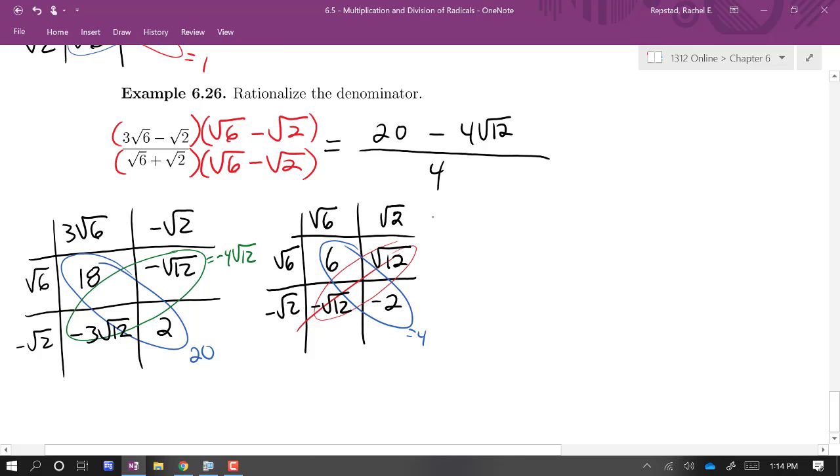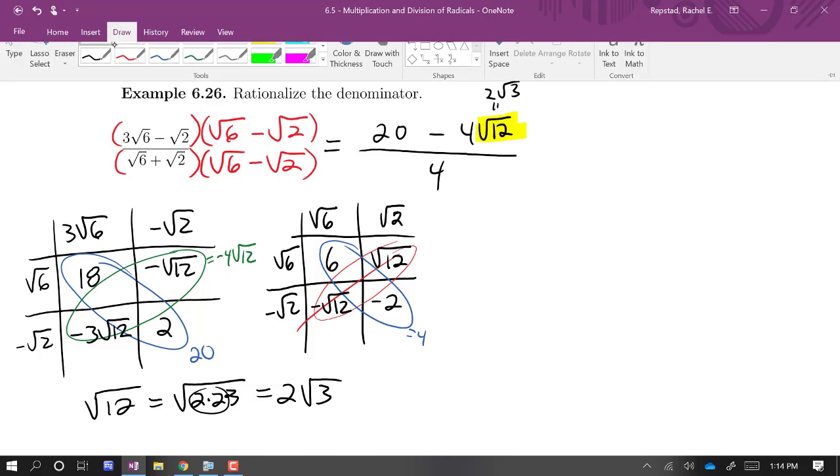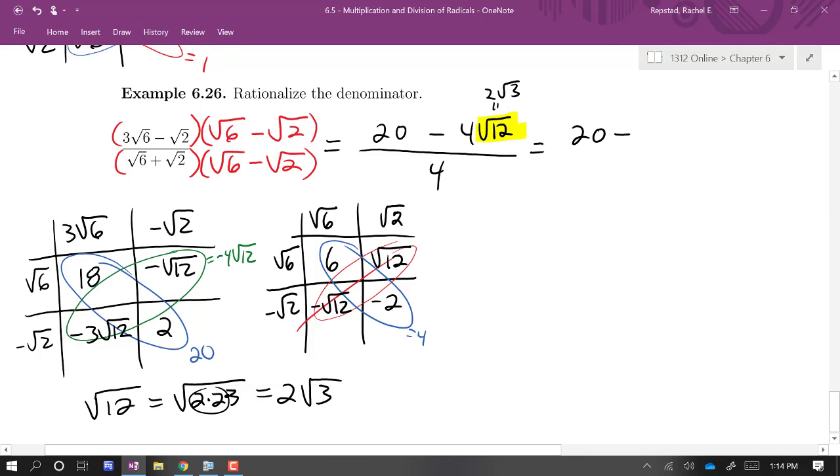Now we can do some simplifying. We're not done yet. And there's 2 reasons that we're not done. One is that the square root of 12 here can be simplified. So the square root of 12, I'm going to come down here. The square root of 12 is 2 times 2 times 3. I've got a pair of 2's, so I take out 1, 2, and then I'm just left with 3 inside. So this is equal to 2 root 3, so what we really have up here is 20 minus 4 times 2 root 3, that's 8 root 3, all over 4. So now we've simplified that radical.